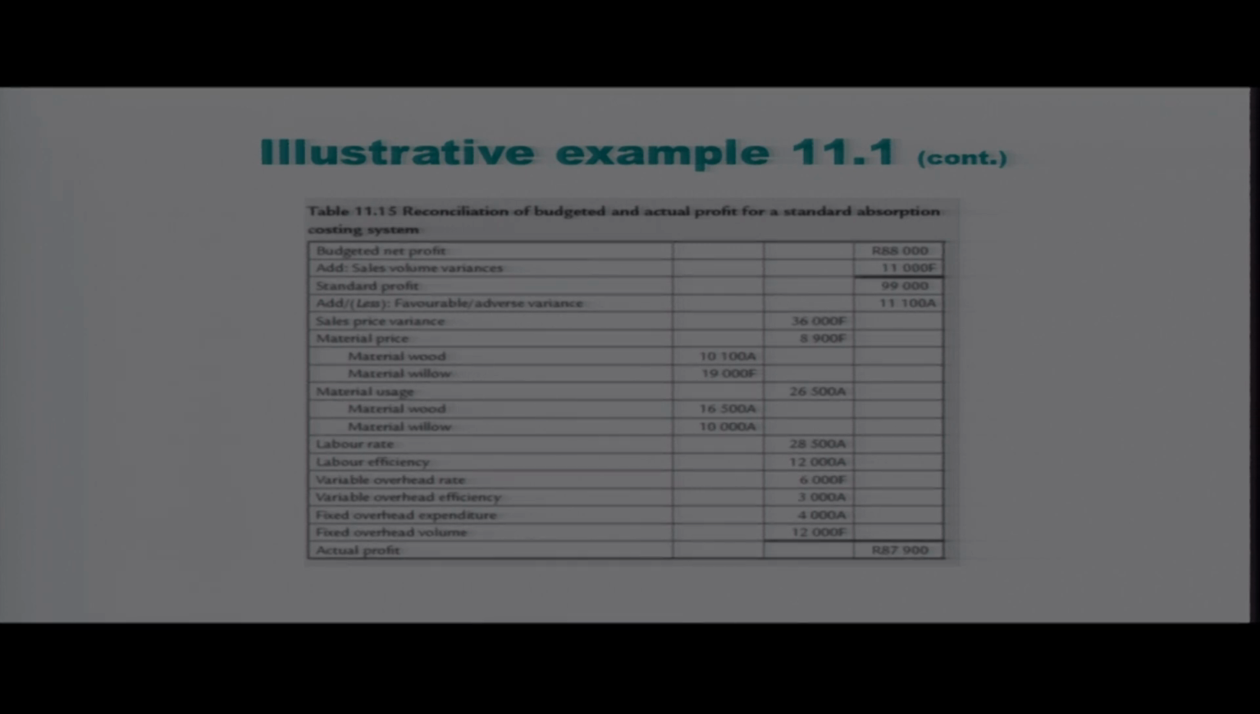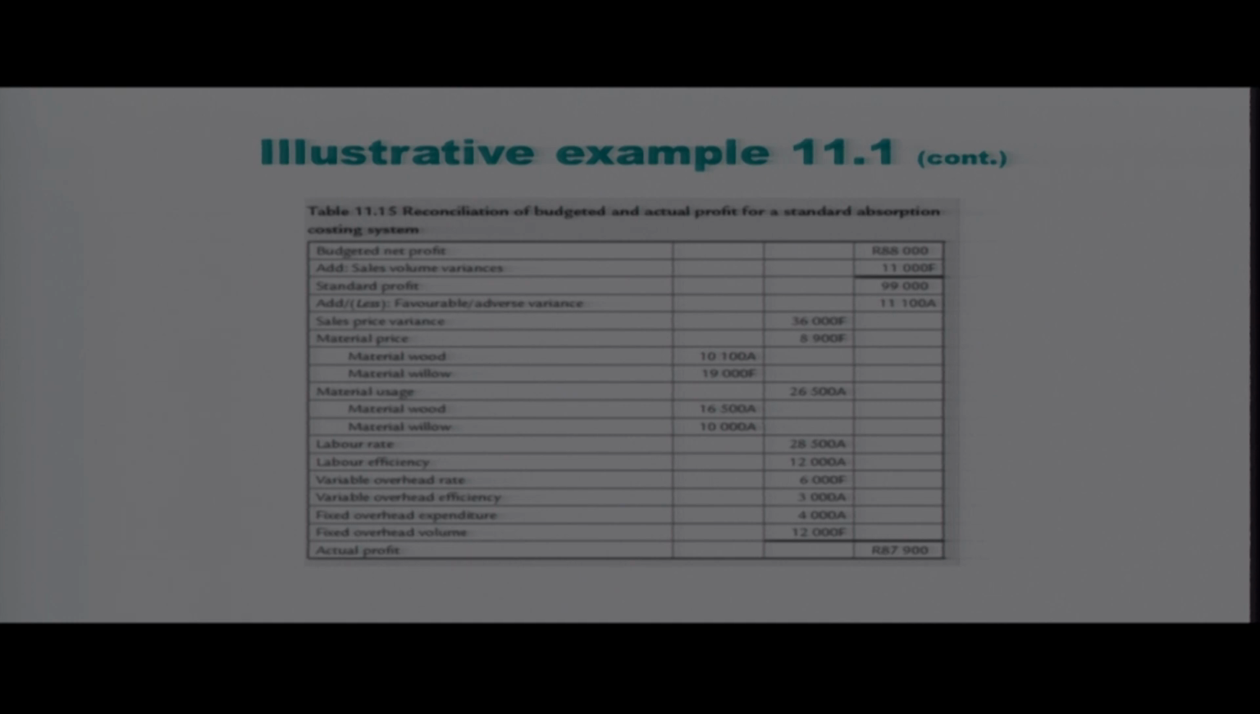So what you're going to do now, starting with your sales price variance, that 36,000 favorable. Remember, favorable means it's a positive amount, and unfavorable or adverse, it's a negative amount. So you will then add all your favorable variances and subtract your unfavorable or adverse variances. When you perform that in this example, you will end up with a final answer, which is 11,100. In this case, it is unfavorable or adverse. So that will be the 11,100 where we said add or less favorable or unfavorable variance.